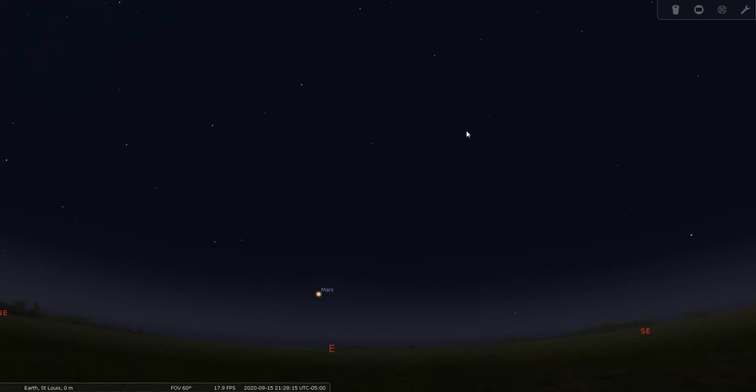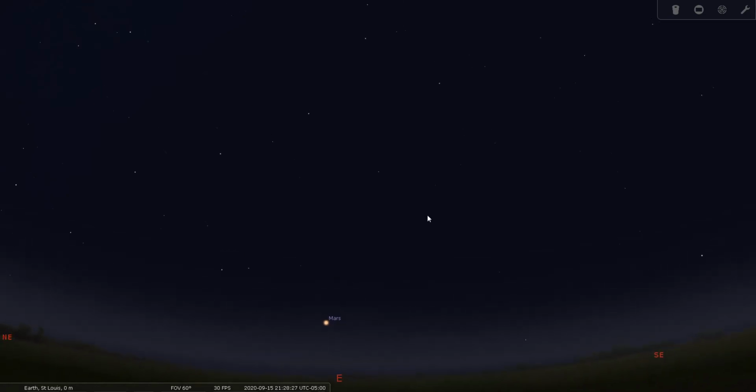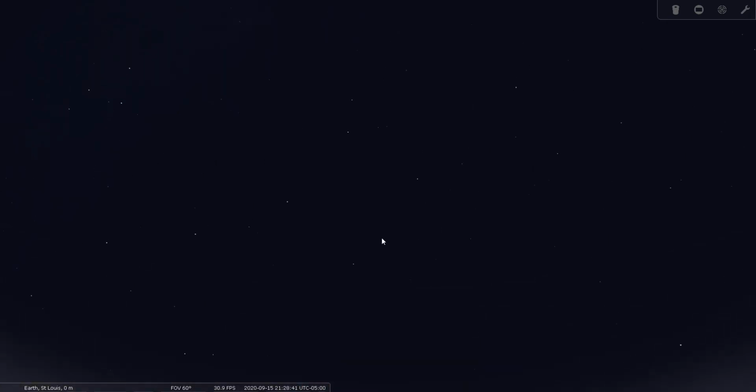So let's find the area of sky where you can find Equuleus. I'm looking east, and since we're in late summer, early fall, we're going to look for the Great Square of Pegasus. It's right here. You see these four stars, this big square that's mostly empty. That would be Pegasus, the winged horse. So let's look up a little higher.